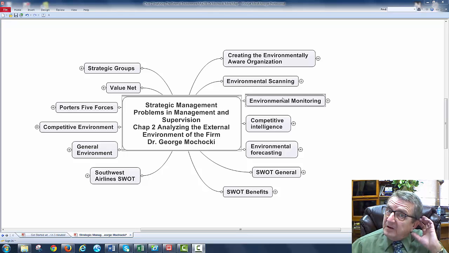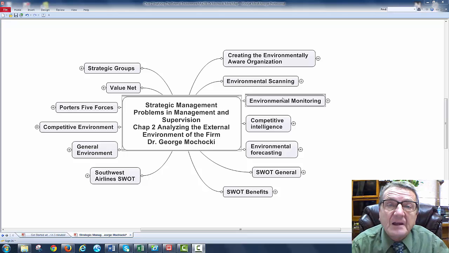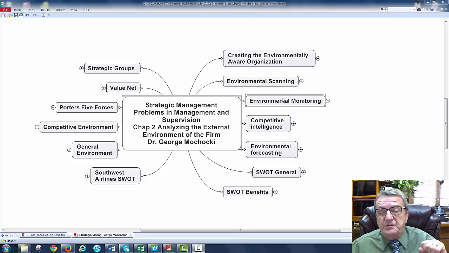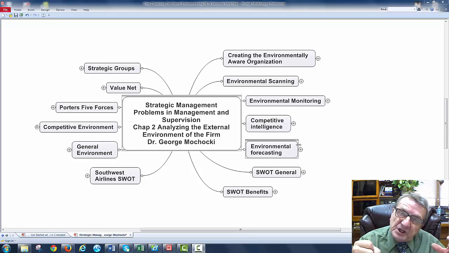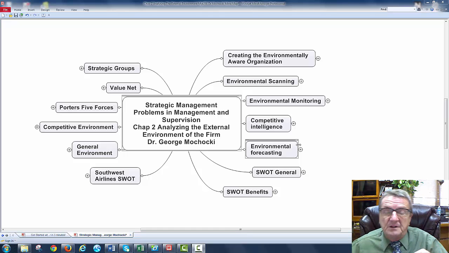I do environmental monitoring. Now I scan something. I'm keeping a pulse. Is it changing? I don't want to be reactive. I want to be proactive from a strategic managerial position. Then I look at environmental forecasting. So what do I do to project a change to make sure that the organization is in the right position, has all its cards, has all the resources needed for when the change actually takes hold, so it'll be effective.